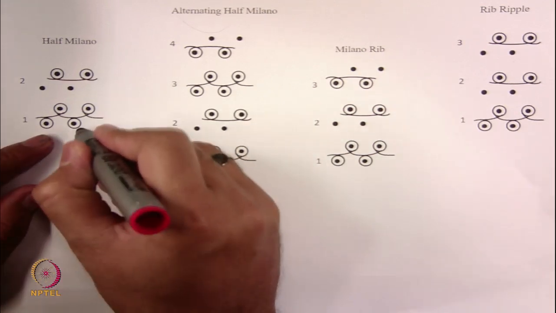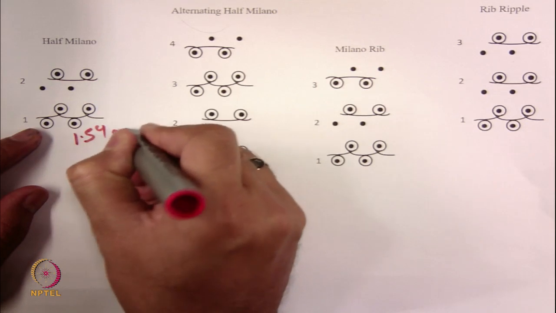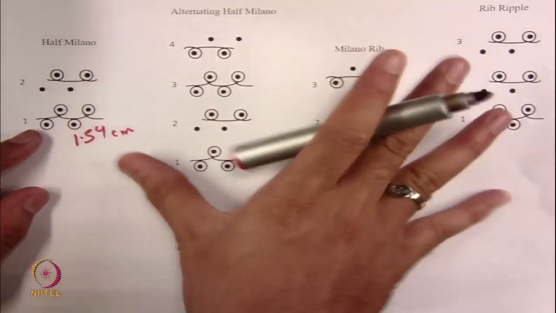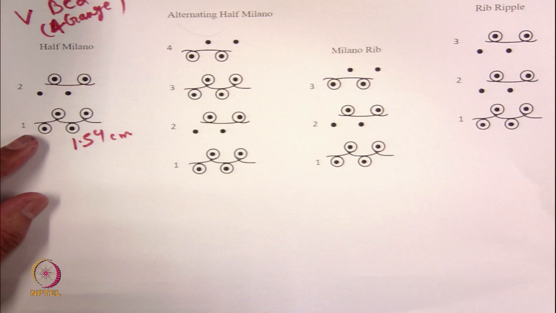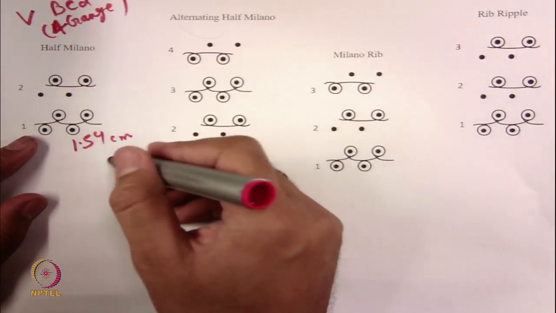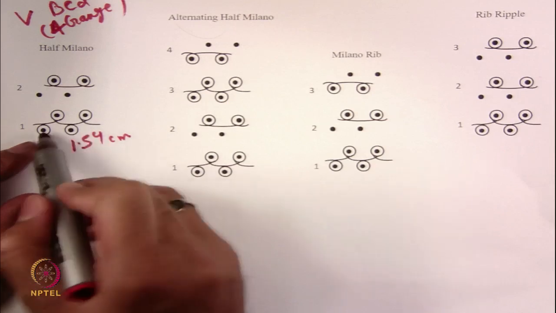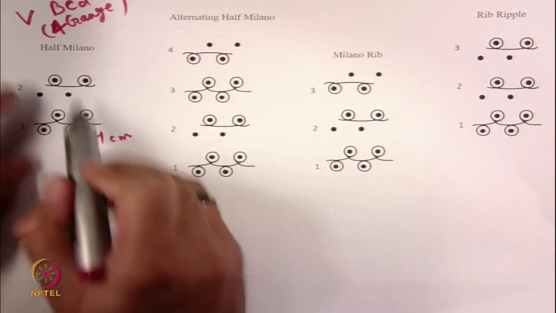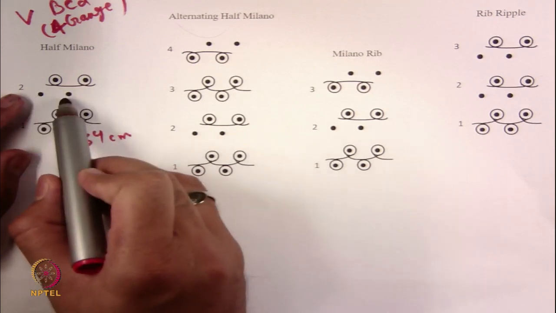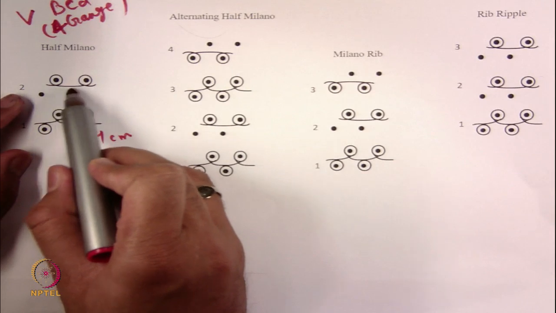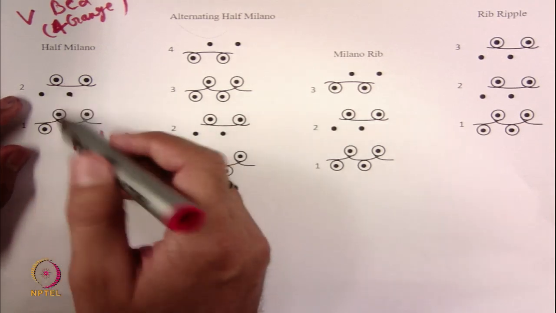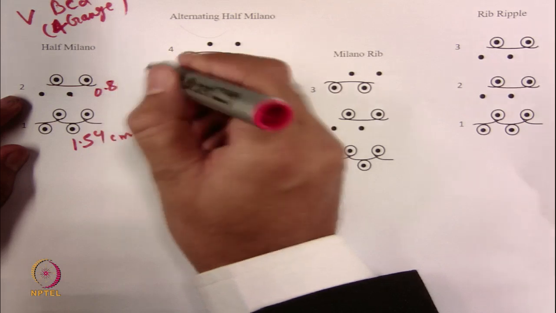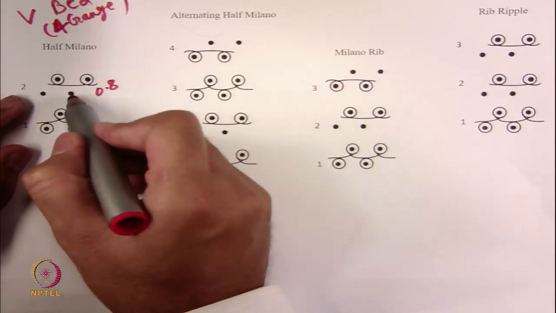The loop length of this particular course was 1.54 centimeter. This fabric was again created on the V bed machine with 4 gauge. So all 4 fabrics were created on the same machine with 4 gauge. If you go for this course, obviously the front bed needles are not knitting. So if you include the loop length of floats, then the average loop length will become 0.8 for this particular course.